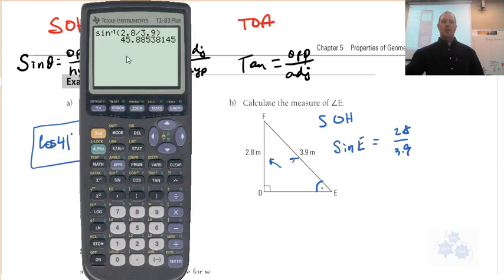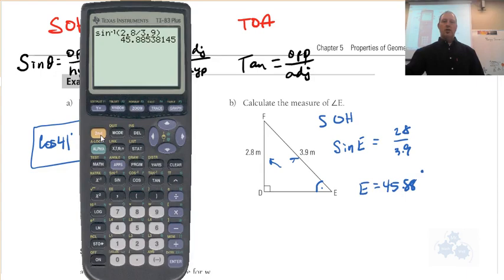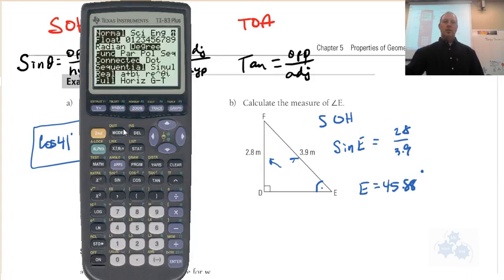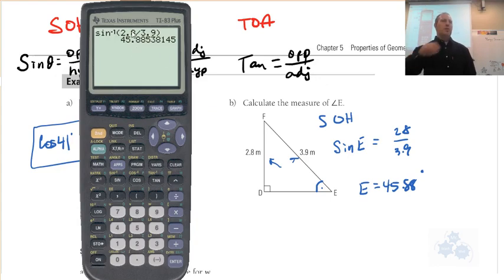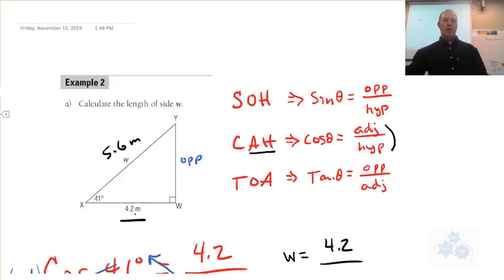And what do we get? 45.88. And that will be your E. 45.88 degrees. Okay? So you got to make sure that your calculator is in degrees, not radians. When you do this, your calculator might have a little D or a DEG. Make sure that's on your screen, not an R or an RAD or something like that. Okay, so SOHCAHTOA. If you guys have any questions, you can flag me down here.